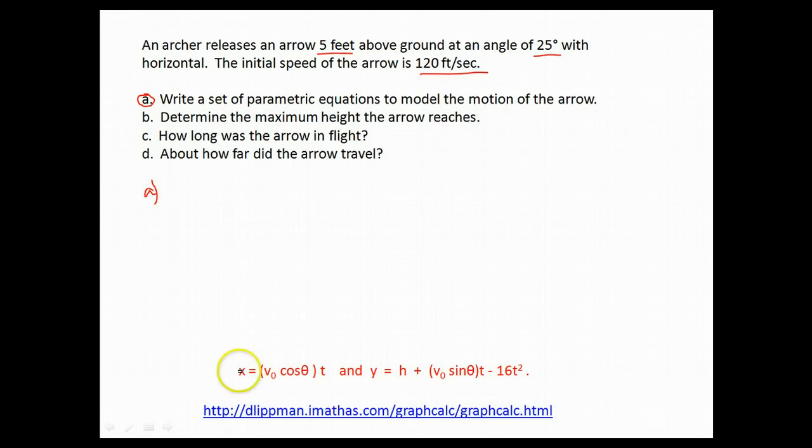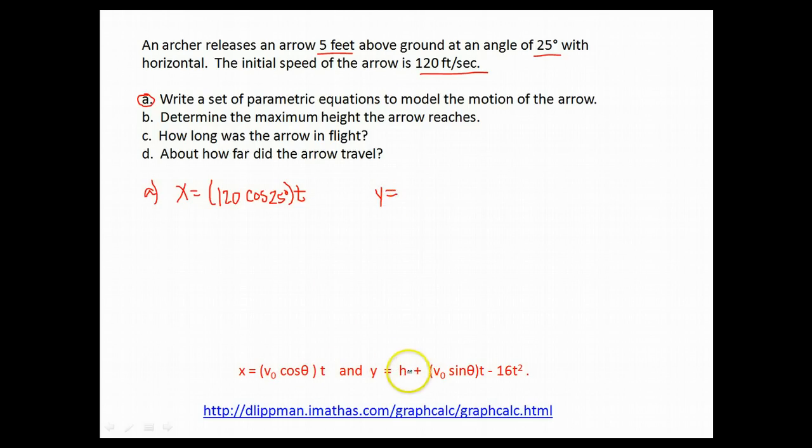So for part A, again, I have the generic form down here. We just fill in our information. So x is supposed to equal, this is our initial speed, which it says was 120 feet per second. So x is going to equal 120 times the cosine of the angle. It was launched at an angle of 25 degrees times t. For my y, that's going to equal h.